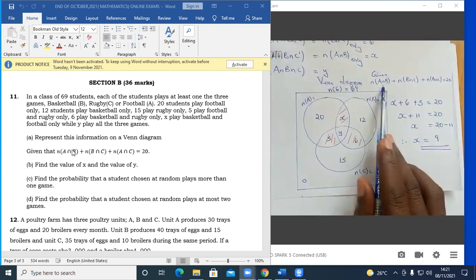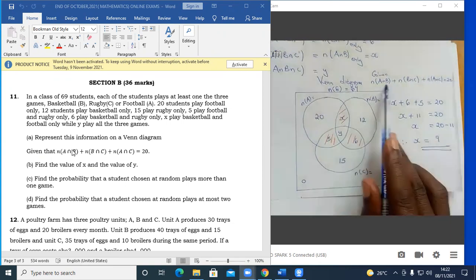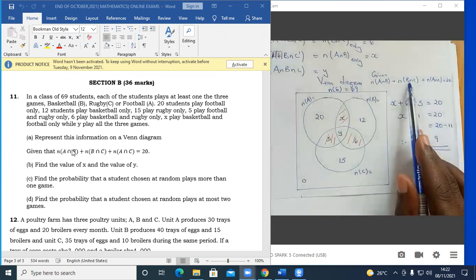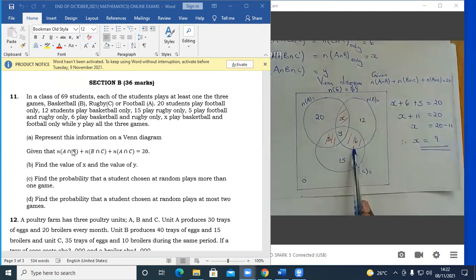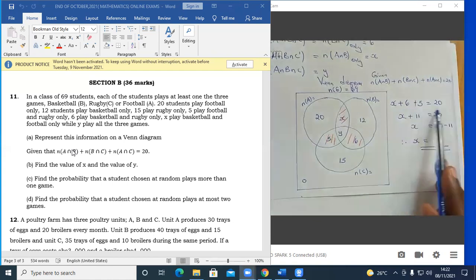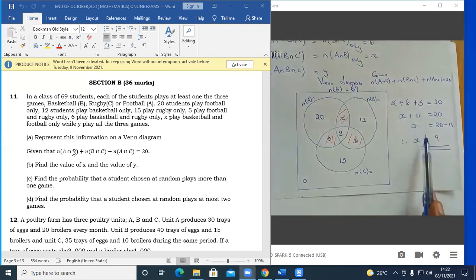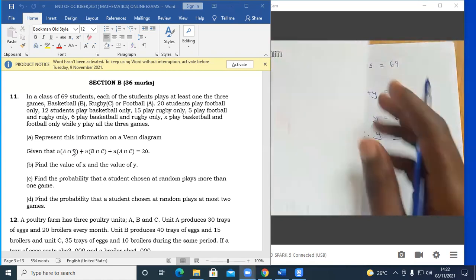So when you add A intersection B, which is what? X. B intersection C is what? 6. A intersection C is what? 5. So when you add this to give you 20, you find that we can get the value of X from there, which would be 9. Lynette, have you got it now? Yes. Okay. So we have got all the unknowns.